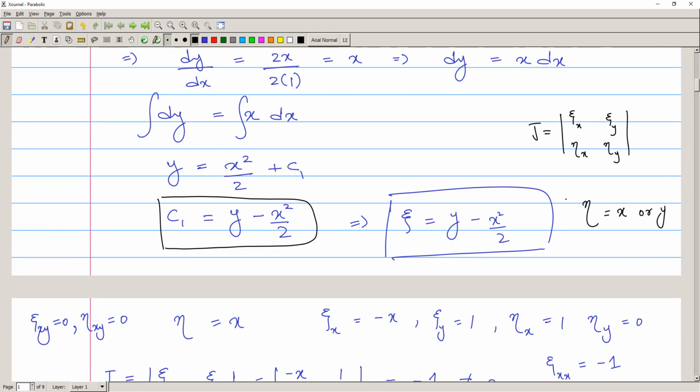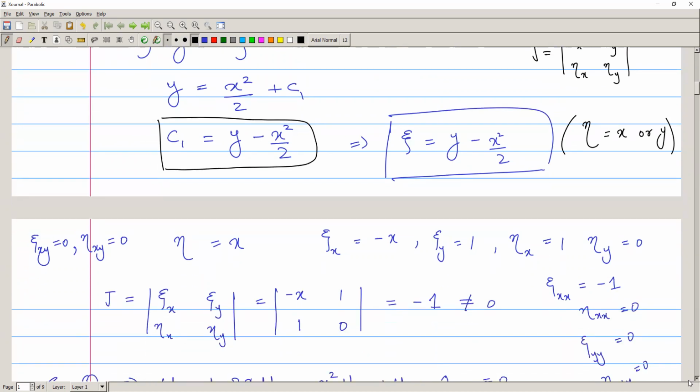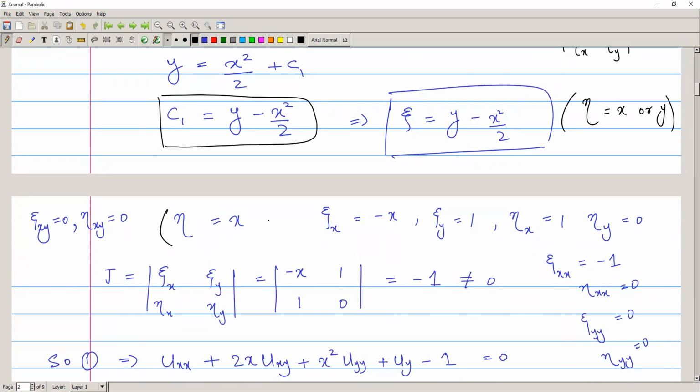But you should keep in mind to choose an eta that is simpler, right? Don't choose a complex eta. You can just choose x or y. It's enough, right? So it's best to choose x or y. Now I have chosen eta equal to x, and now I'm performing the Jacobian.